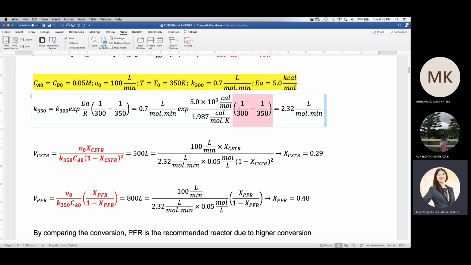Then you substitute in the temperature. So T1 300, T2 350. You will get the new K pada suhu 350, suhu tindak balas kita.